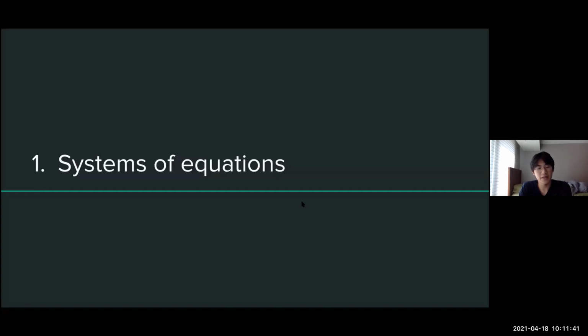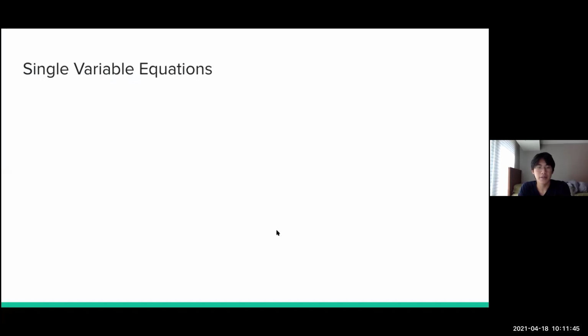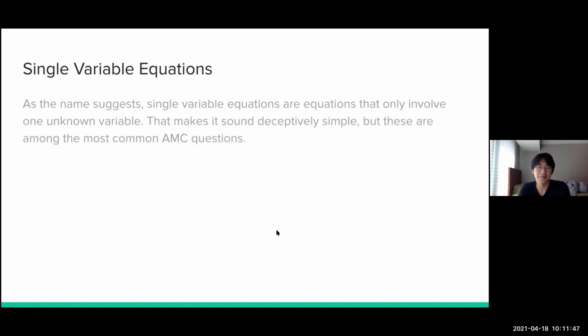So within systems of equations, the first thing I want to talk about is single variable equations. As the name suggests, these are equations that only involve one unknown variable. Now, when I say it like that, it sounds deceptively simple, right? Because who can't solve an equation with just one unknown variable? However, these happen to be one of the most common AMC questions, and one of the best ways to improve your score would be to solve these accurately and quickly.